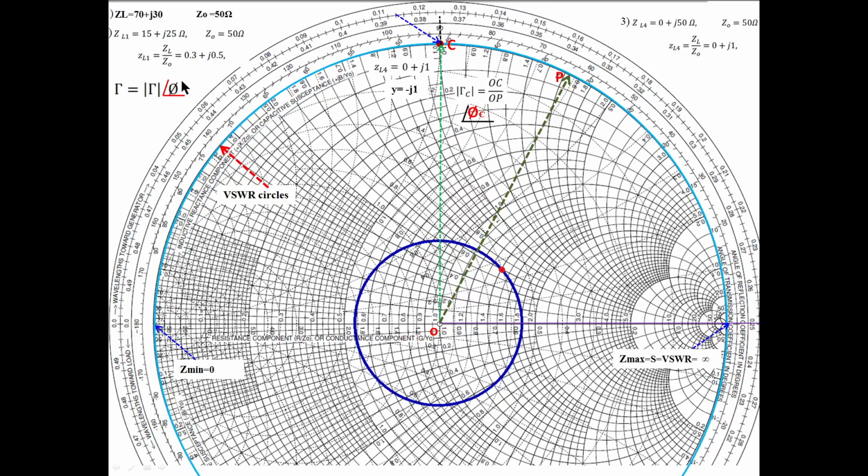Next, to find the reflection coefficient for this particular load, take the magnitude. It is given by the ratio of the distance from the center of the Smith chart to the load point, that is OC here, measured on the scale on the Smith chart, divided by the distance from the center of the Smith chart to the R is equal to 0 circle, that is OP here. OC divided by OP.